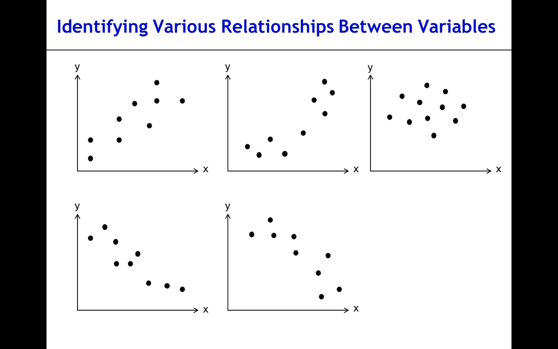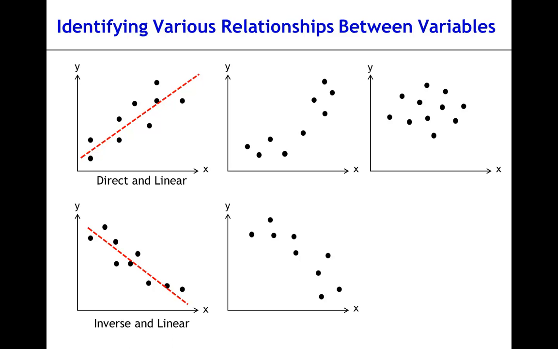Let's learn to identify some of these relationships. In this first diagram at the top, we can draw this imaginary line through the dots. Also, as x increases, y also increases. Hence, this is a direct and linear relationship. In the first diagram at the bottom, we can draw this imaginary line through the points. Also, as x increases, y decreases. Hence, this is an inverse and linear relationship.